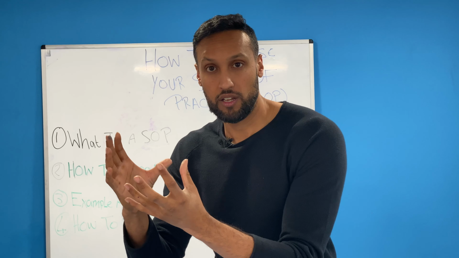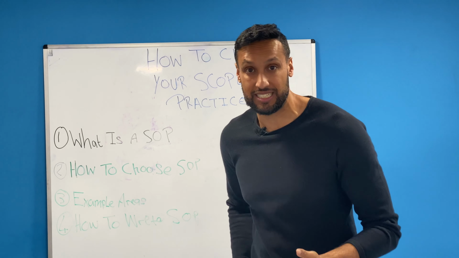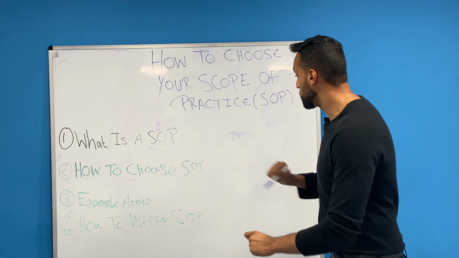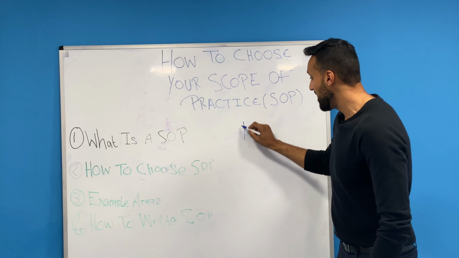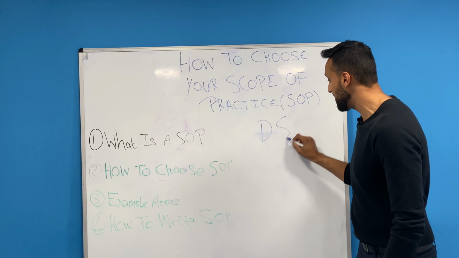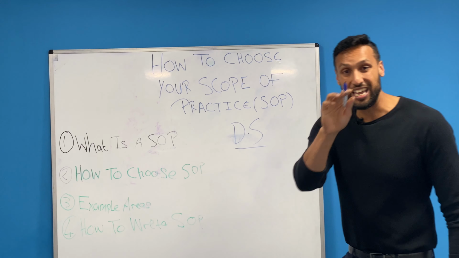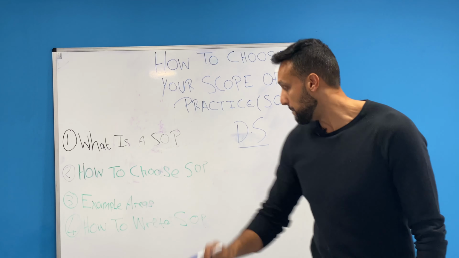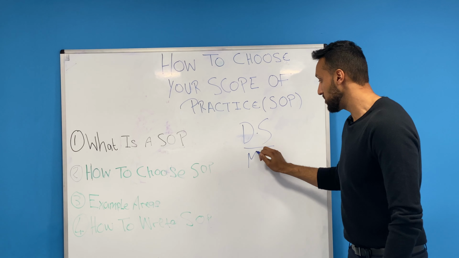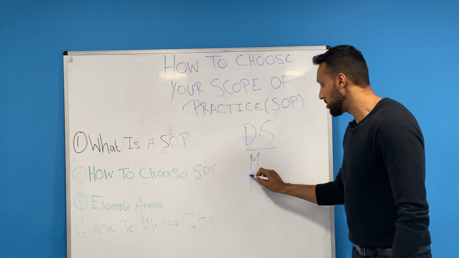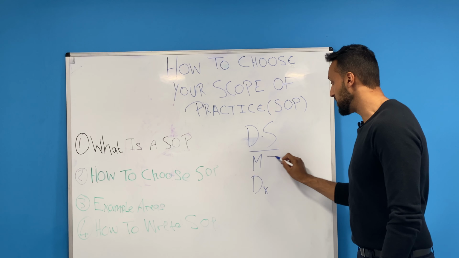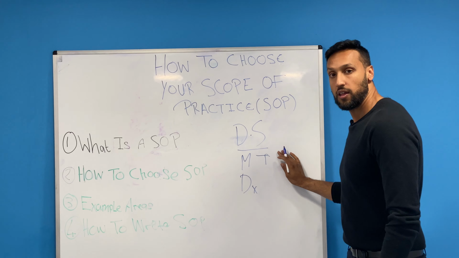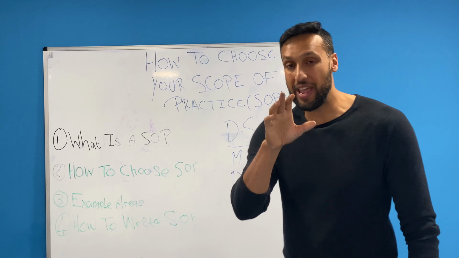This is an area, so this is a disease state. It could be a disease state. I'm going to write some bits on here. So we have this disease state. I will put DS for disease state. This is a disease state that you can safely manage. So you can manage, you can diagnose, and you can treat. That's important to remember.